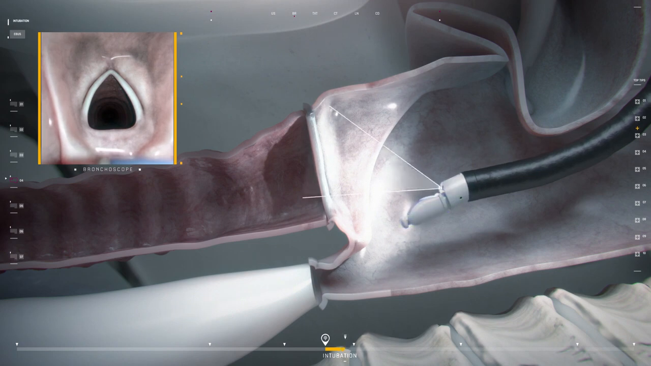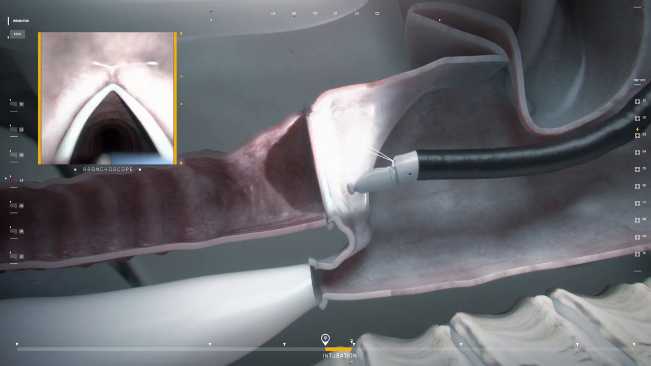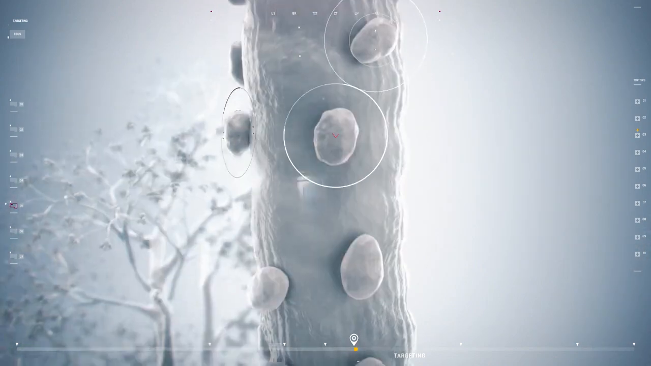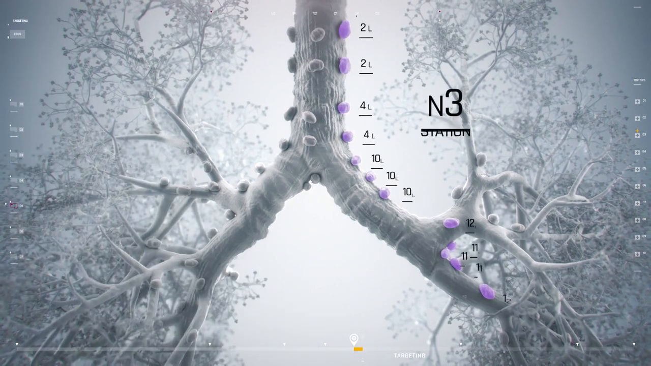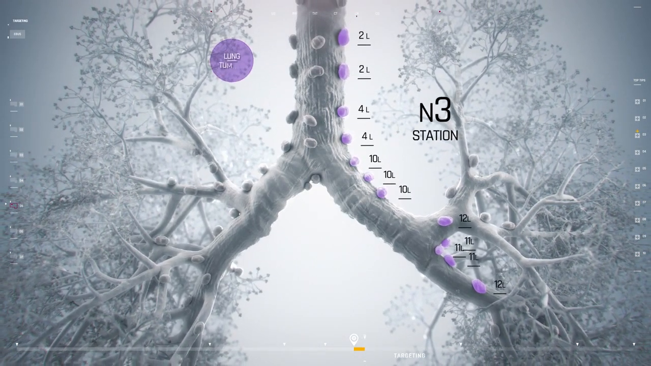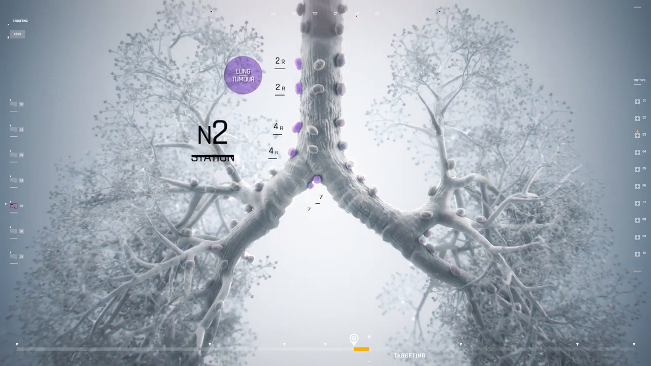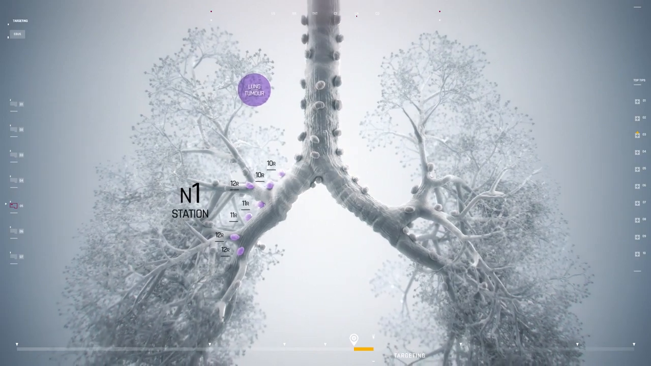Thus, when traversing the vocal cords, the scope must be flexed to allow the tip of it to pass over the arytenoids and into the upper trachea. Once the bronchoscope has entered the airways, the target lesion can be located. For a staging EBUS procedure, N3 lymph nodes contralateral to the primary tumour should be examined first, followed by N2 nodes and finally N1 nodes to prevent upstaging the disease.